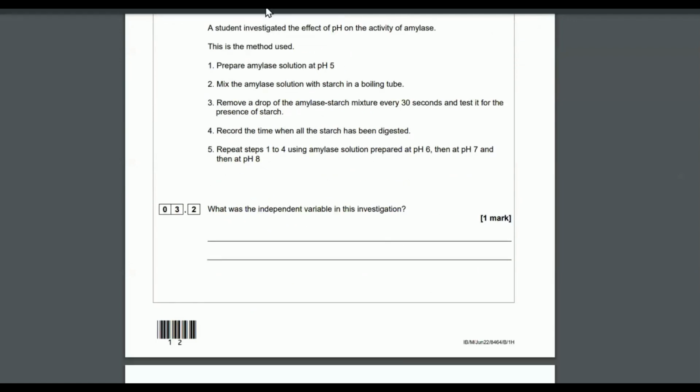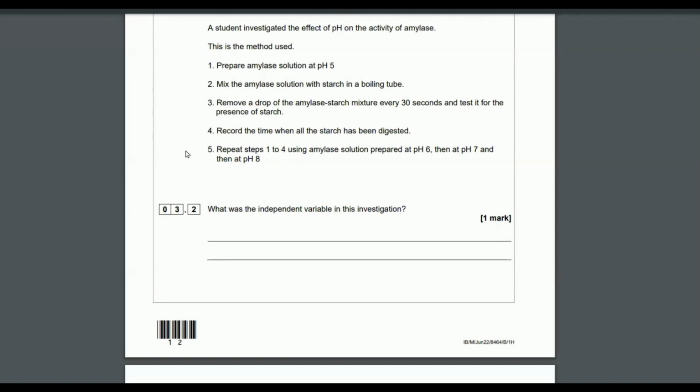Right. A student investigated the effect of pH on the activity of amylase. This is the method used. Prepare amylase solution at pH 5, mix the amylase solution with starch in a boiling tube, remove a drop of amylase starch mixture every 30 seconds and test it for the presence of starch. Record the time when all the starch has been digested. Repeat steps 1 to 4 using amylase solution prepared at pH 6 and then pH 7 and then pH 8. 3.2. What was the independent variable?